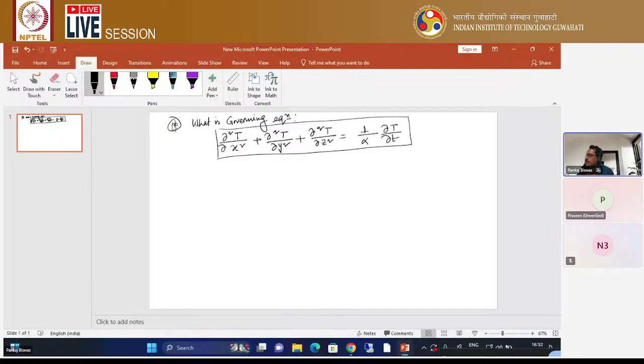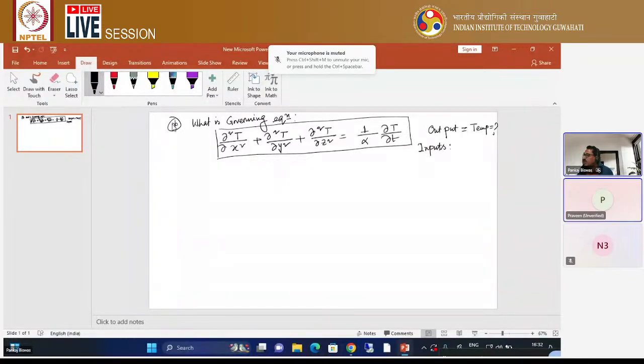Here the output in this governing equation is temperature. To get that output, you need to know the other parameters in this equation; all of them will be your inputs. The inputs are generally the coordinates x, y, z, then the material properties, and another parameter, time.